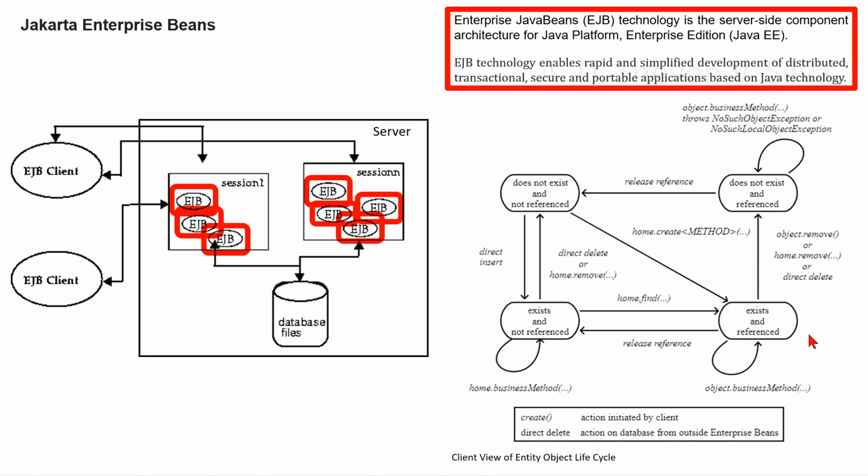Obtain a reference from the entity bean's handle. A client that has a reference to an entity object's remote interface can do any of the following: invoke business methods on the entity object through the remote interface, obtain a reference to the enterprise bean's remote home interface, pass a reference as a parameter or return value of a method, obtain the entity object's primary key, obtain the entity object's handle, and remove the entity object.